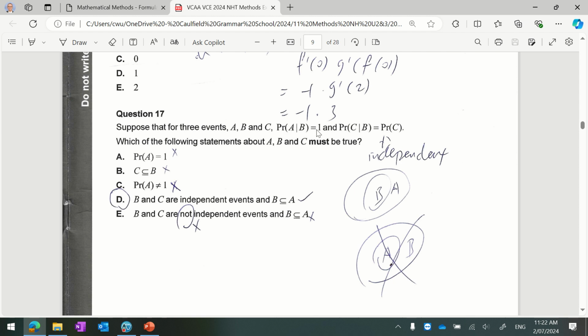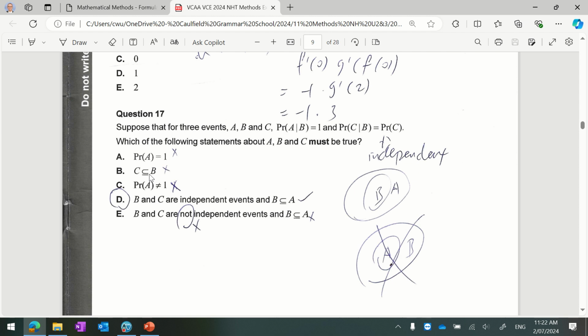So from these two pieces of information, I can make two conclusions. B and C are independent, and also the relationship between A and B is this sort of Venn diagram, if you like. Probability of A equals 1 can be the case, but it doesn't have to be the case. It's not a must be true statement. The information gives us two pieces of information only. From these, it is not certain that the probability of A is 1. It can be, but it doesn't have to be.